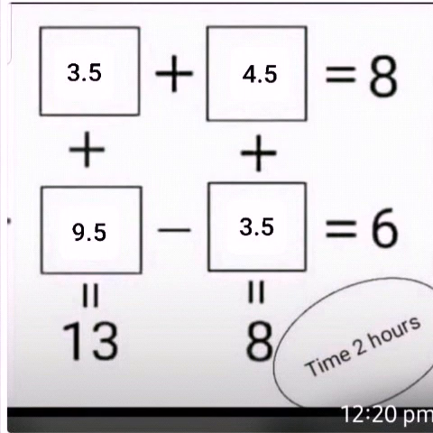From the first line, 3.5 plus 4.5 gave us 8, which is correct. 9.5 minus 3.5 equals 6, which is also correct. 3.5 plus 9.5 equals 13, absolutely correct. 4.5 plus 3.5 equals 8, beautifully correct. Therefore, we got the real values of the equations. Also note, you can use a calculator to check if what I've done is correct.